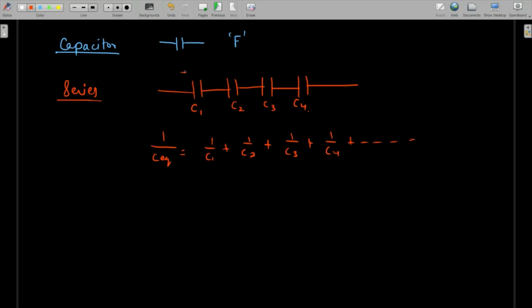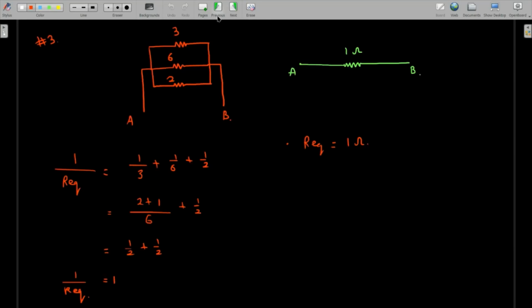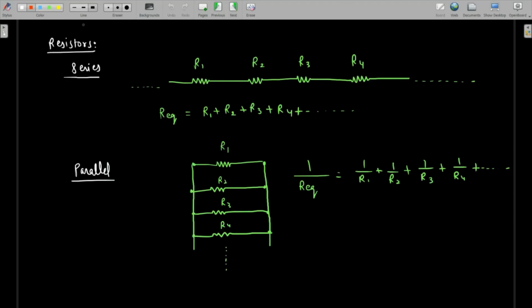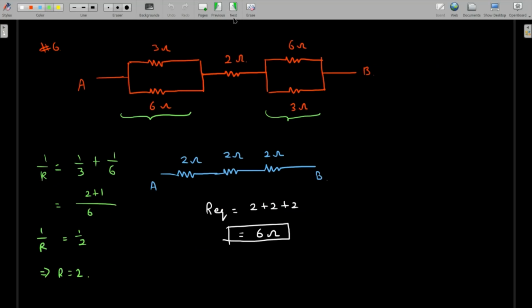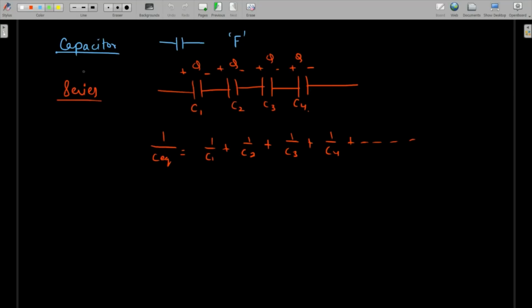And in the series, definitely their charge is going to remain the same. So if this has a charge q, every capacitor which is in series will have a charge of q. While in the case of resistances, the current is going to be the same. So in all of these resistances, the current is going to be I. While for the parallel case, if this is all connected to a battery of voltage V, then across each resistor, they will have a voltage difference of V volts across each of the resistance. So here the charge remains the same.